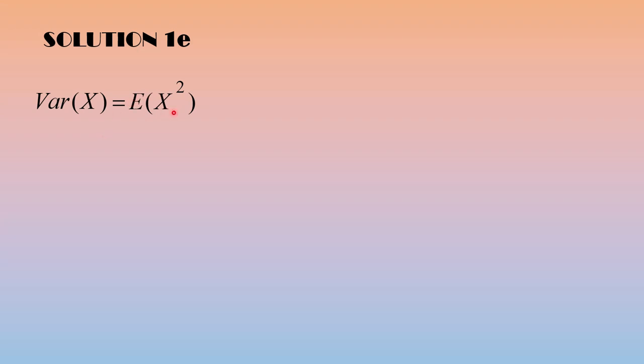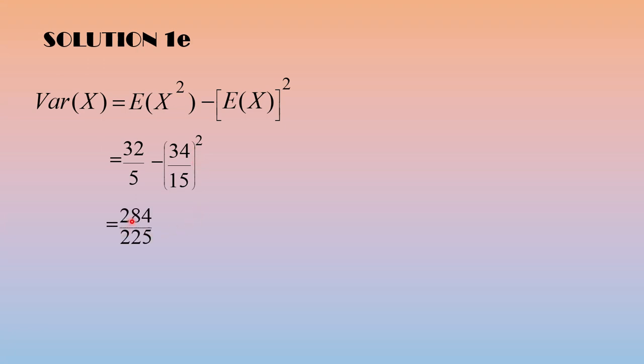Okay, now we continue with (e). Next, we will find the variance. The variance is given as expected value for X squared minus the expected value for X, squared. Expected value for X squared is given as 32 over 5, minus expected value for X, which is 34 over 15. You need to square here. Simplify, you will get 284 over 225.